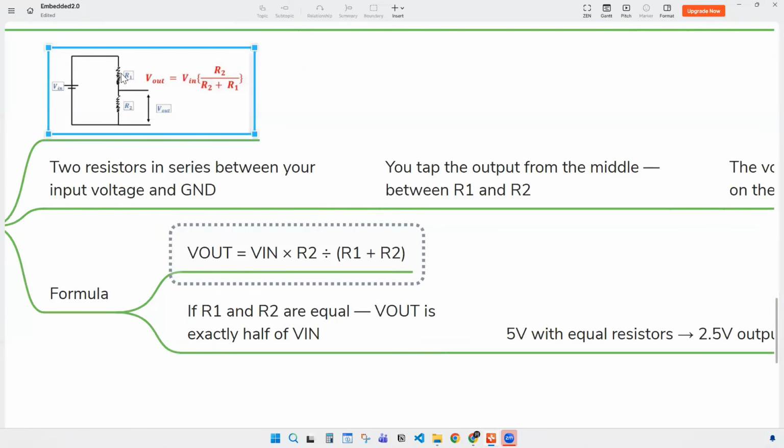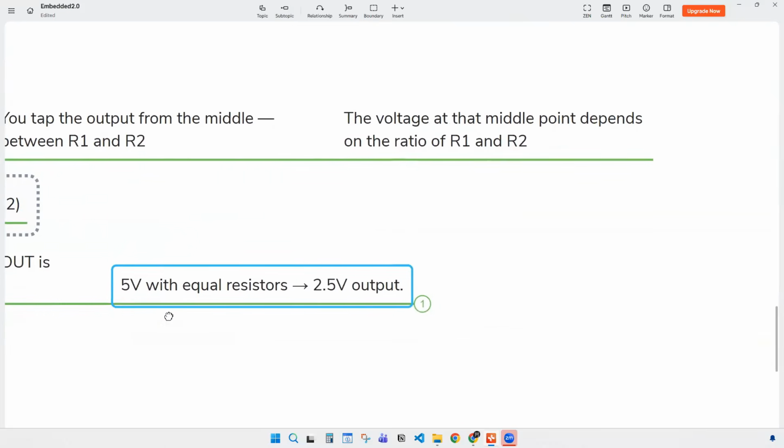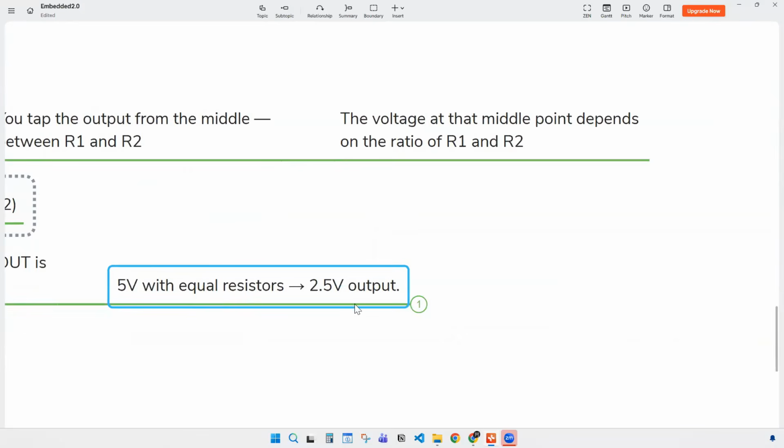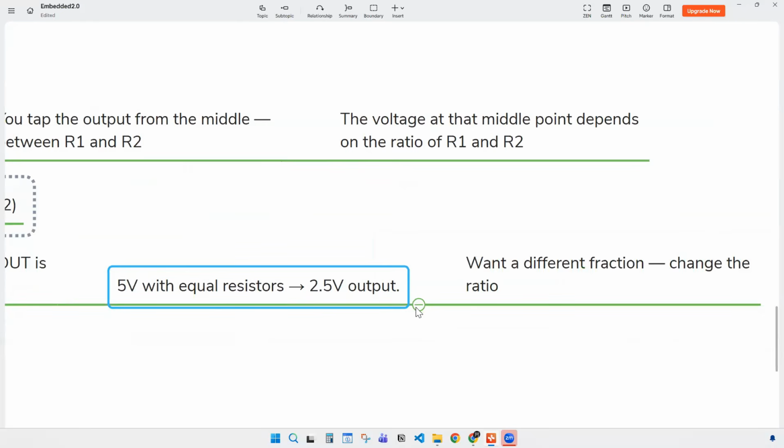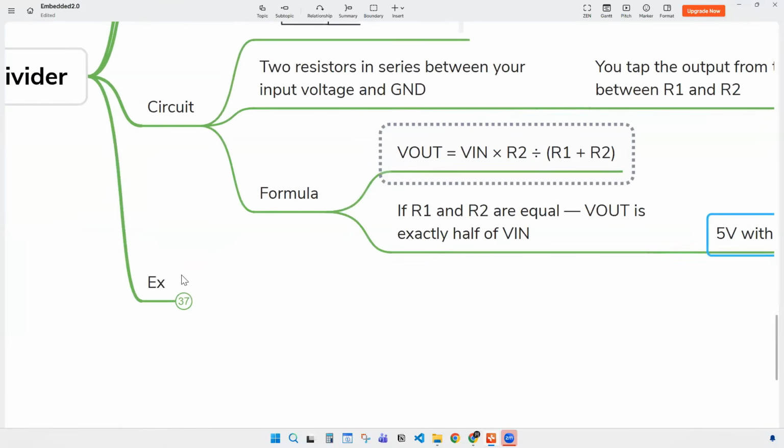Imagine this R1 is 220 ohm, and R2 is also 220 ohm. So the ratio is very simple because it is 1:1. This is 50%, this is 50%. When both are 50%, the output V out is equivalent to V in divided by 2, because it is an equal half. So that's how your output is. With a 5 volt input and equal resistors, your output is going to be 2.5 volts. That is why that ratio is very important.